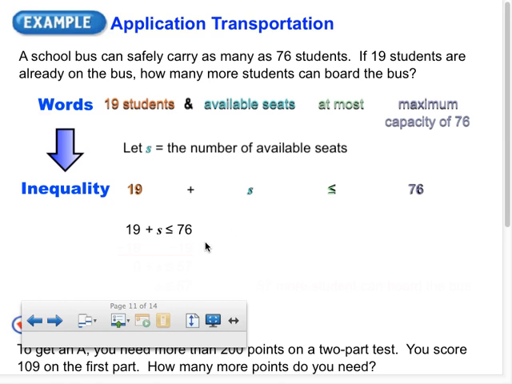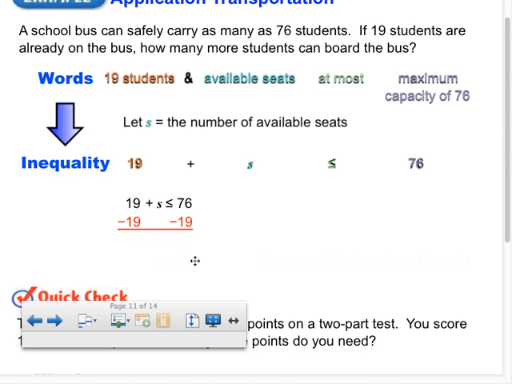Okay, so 19 minus 76. I'm going to subtract 19 from both sides. And then what's 19 minus 19 become? 0. And then 76 minus 19, what's that going to become? Actually, not 47, 57. So what's S plus 0? S. So we got S is less than or equal to 57. So 57 more students can board the bus. Okay, so that is the answer.